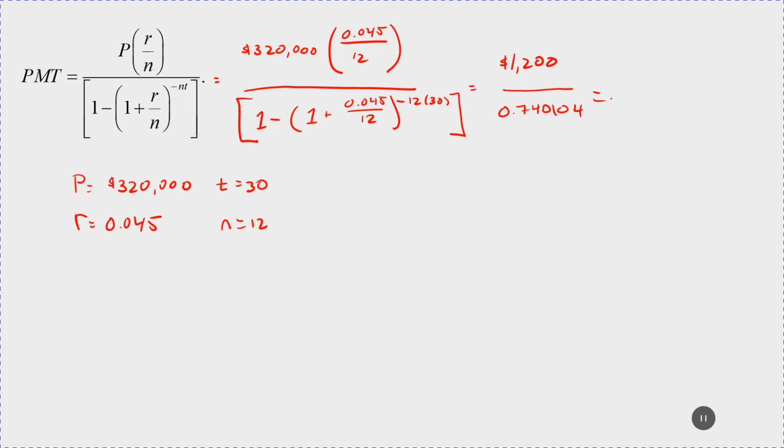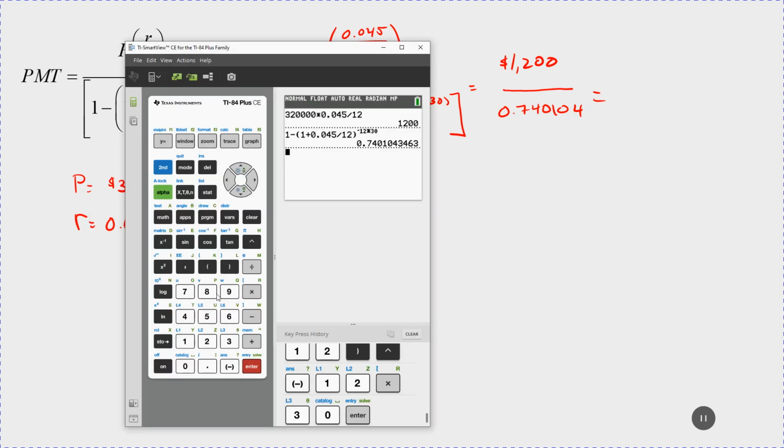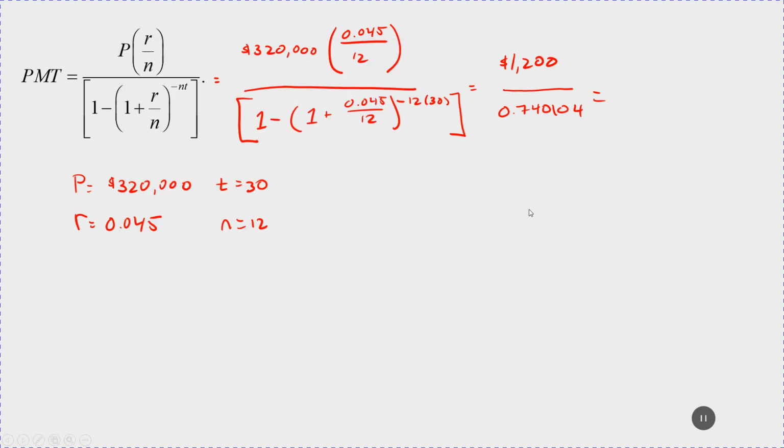So then let's figure out what your monthly payment's going to be. You're going to take the $1,200 divided by 0.740104. Okay, you're paying $1,621.39 for this mortgage. For 30 years you're doing this. That's your monthly payment, monthly payment for 30 years.